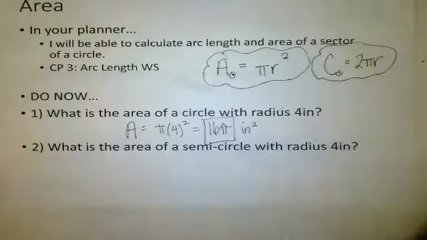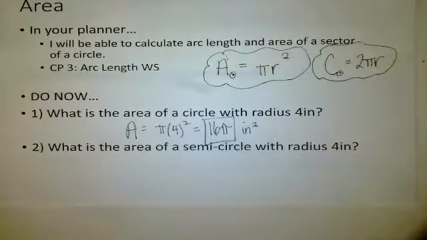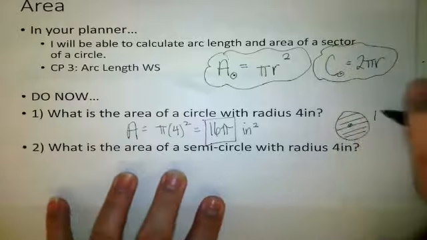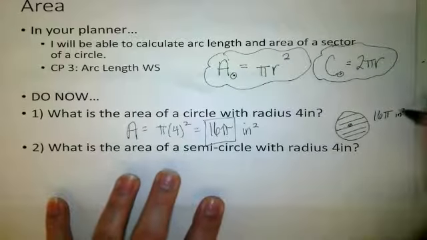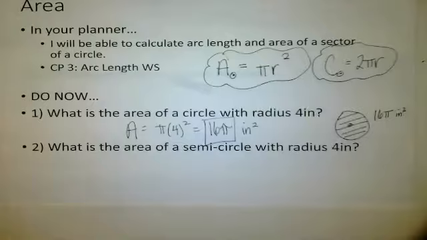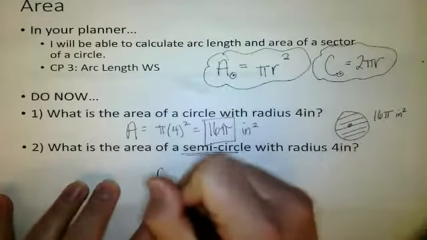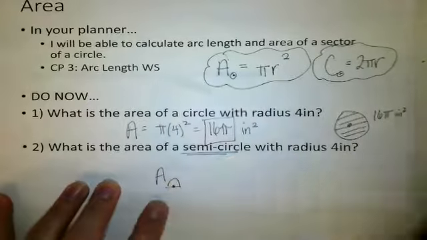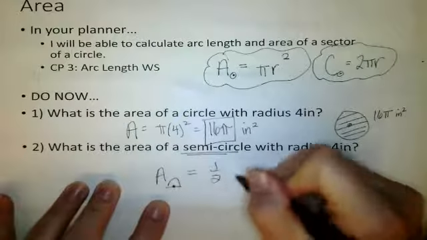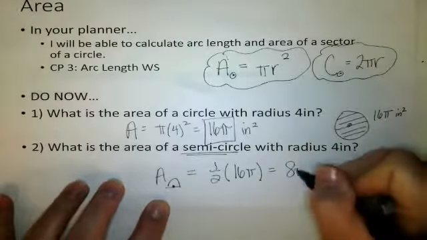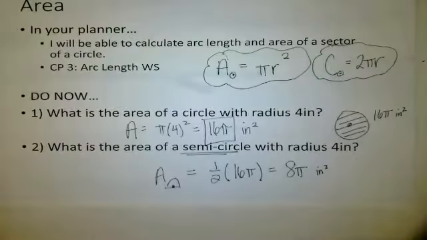All right, so if you know that the area of a circle, the whole area, is 16 pi square inches, what would the area of the semicircle be? Yes. So for the semicircle, that's just half of a circle, right? So all we have to do is take half of that area, and that would give us 8 pi inches squared. Okay, that's pretty logical, right? Just half of the area because it's a semicircle, right?